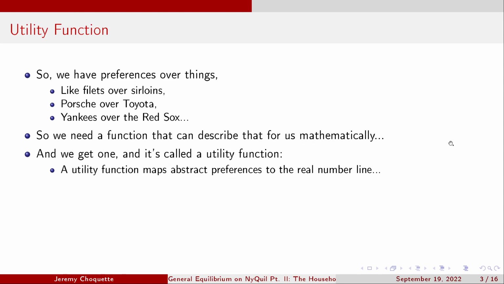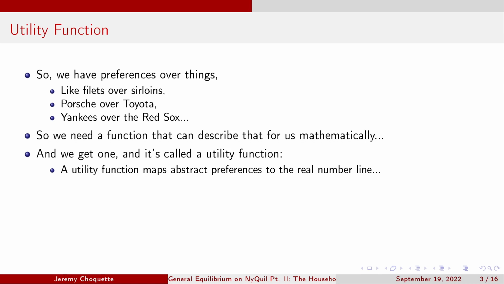And by abstract in this sense, what I mean is there's no real number value that can be assigned to me making a statement such as I like fillets over sirloins, right? It's not like I'm like, oh, well, that's equal to the number 3, so I'm just going to think about the number 3 all day, right? And then liking Porsche over Toyota, well, that's pi. So cool. That's pi. It doesn't work that way, right?